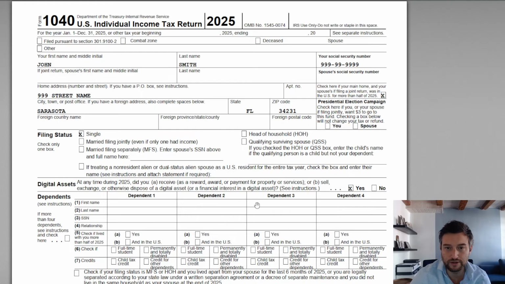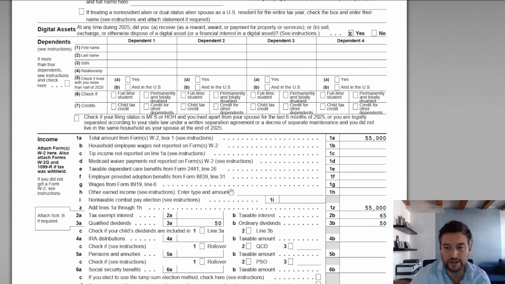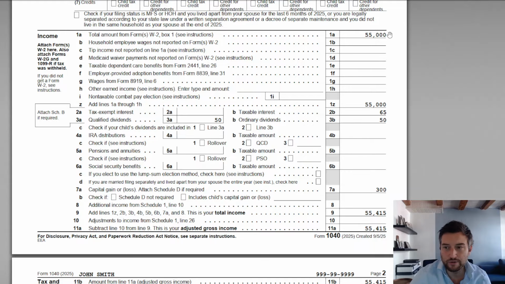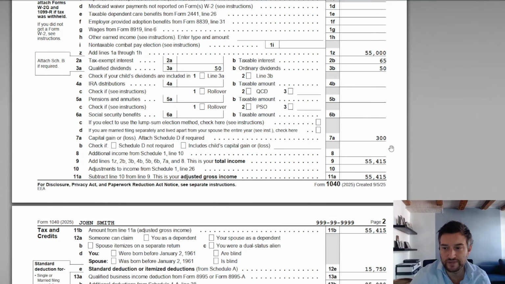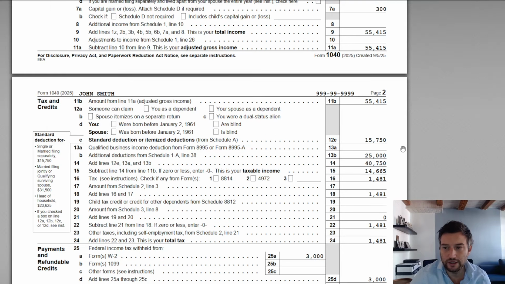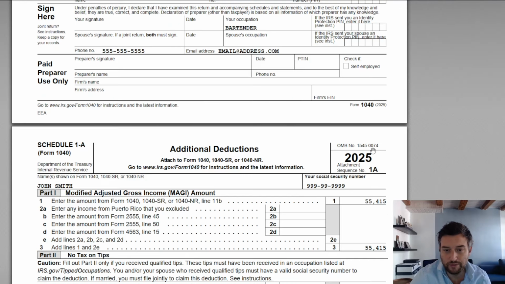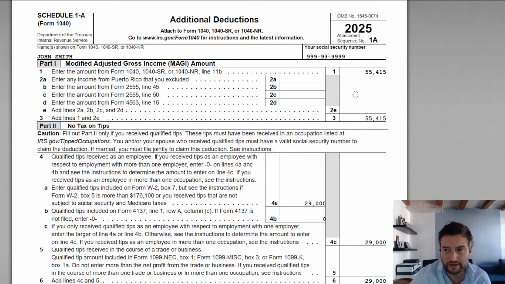So if I jump back up here, we can see John's return. He's a single filing taxpayer. And we can see here he's reported his wages from his W-2. He has a little bit of investment income, some capital gains. And then here we have his line 11B amount. His adjusted gross income is $55,415. So we go back to Schedule 1A, and there's our starting point.